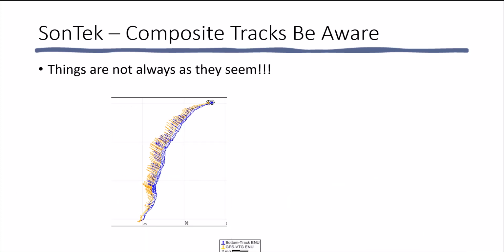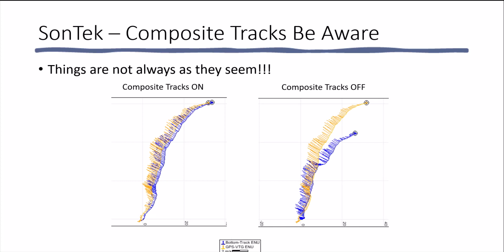When using composite tracks, beware of what is happening. With composite tracks on, it looks as if we have good bottom track for the entire transect. However, if composite tracks are turned off, we see the bottom track actually had problems. When using composite tracks, the use of the bottom track reference code graph is recommended because just using the ship track can hide problems in the primary reference.